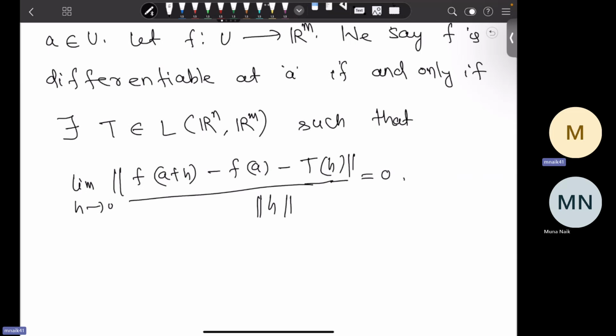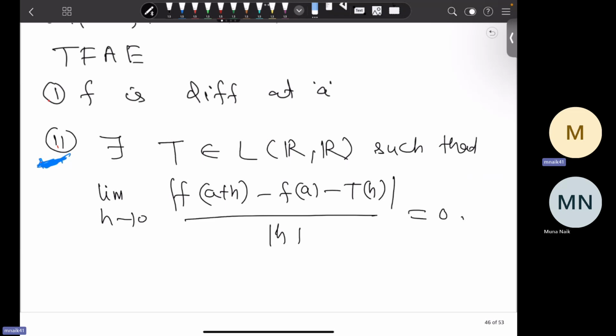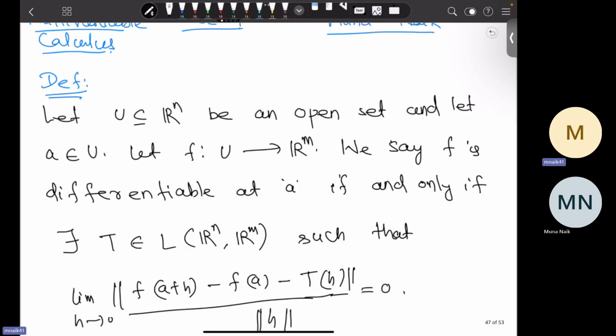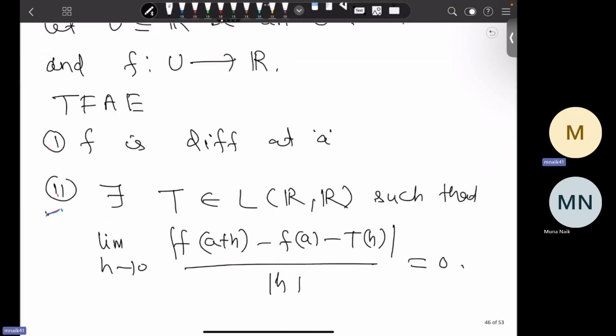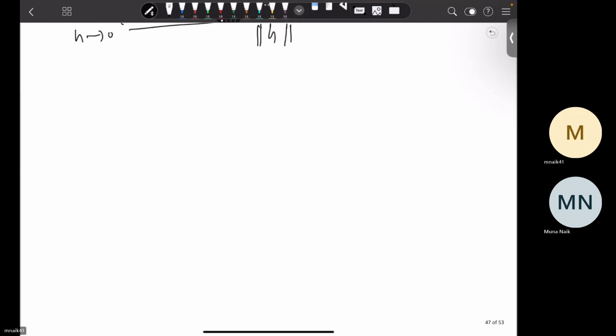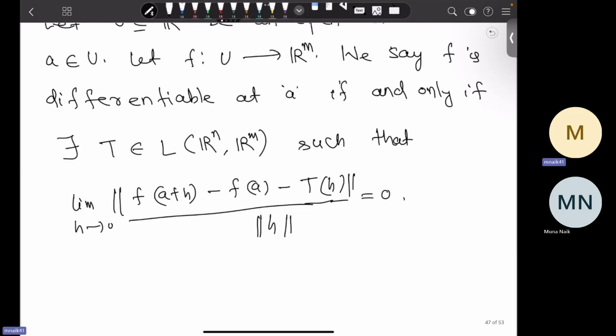Okay. So the thing is, we say that f is differentiable at A if and only if there exists a linear map T from Rn to Rm, so that limit h tends to 0 of norm of f of a plus h minus f of a minus T h by norm of h is equal to 0. And the norm of the numerator is the L2 norm of Rm, and the norm of the denominator is the L2 norm of Rn. So the motivation for this definition is coming from this proposition 2. Okay. Now the thing is, let us call this star. Okay.